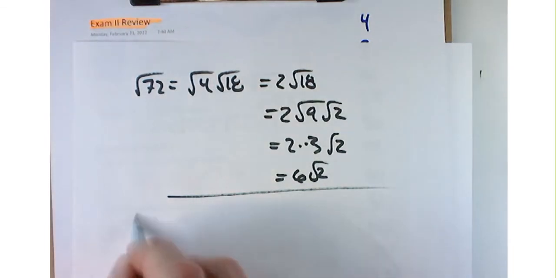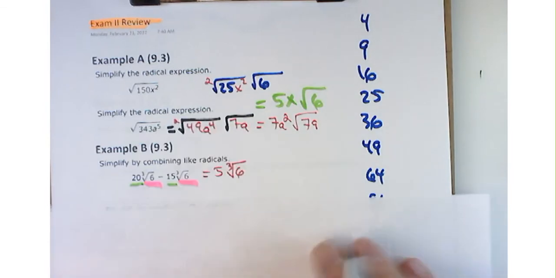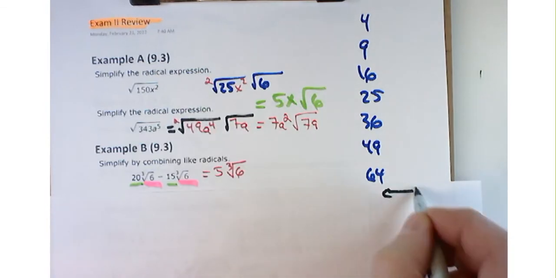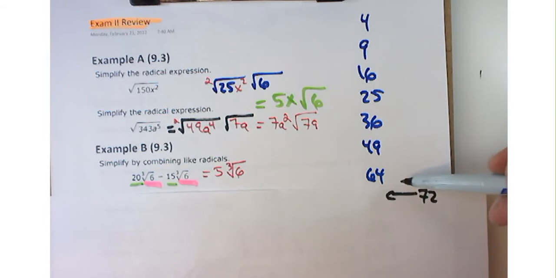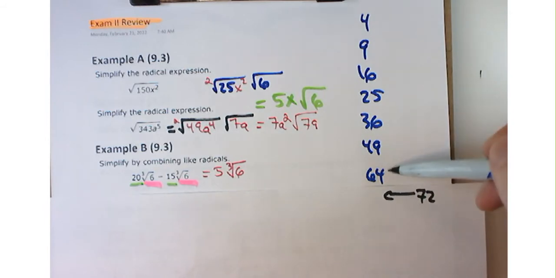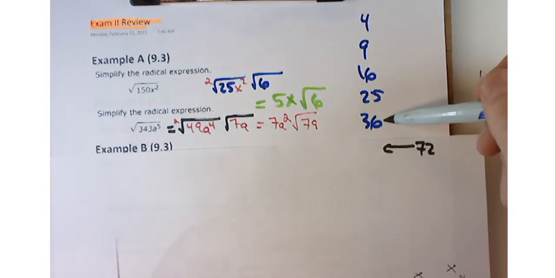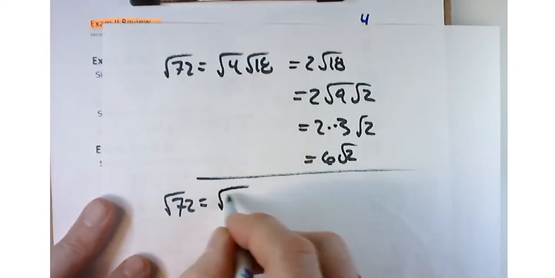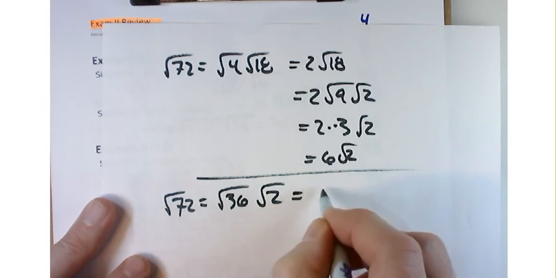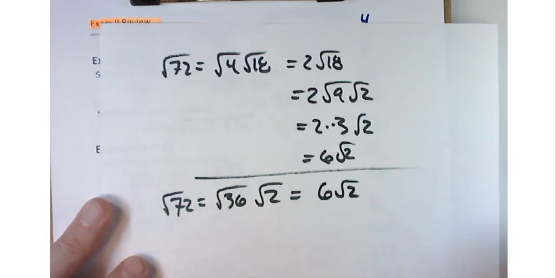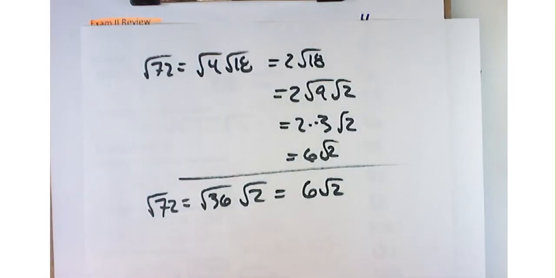But take a look at it if you do it the other way, if you do it my way. 72 starts right here, and work your way up. Does 64 go into 72 evenly? No. Does 49 go in there evenly? No. Does 36 go in there evenly? Yes. And watch this. Square root of 36 times square root of 2. Oh, that's 6 square roots of 2. You tell me which one you want to do. I kind of think I know.